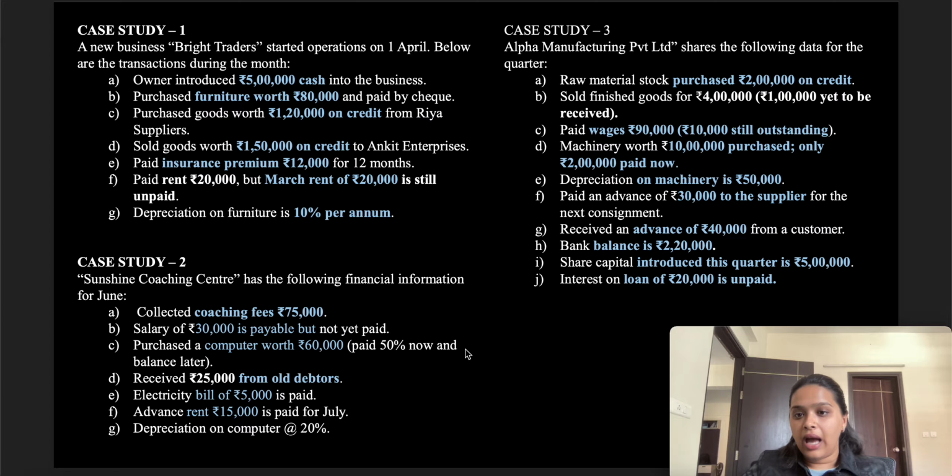Okay. And bank balance is 2,20,000. So you know that it is an asset. Share capital introduced this quarter, 5 lakh. It is very clear, straightforward: share capital. It is equity. Interest on loan. So interest on loan is an expense, but it is unpaid. So it is our outstanding expense, because we are under obligation, we have to pay them.